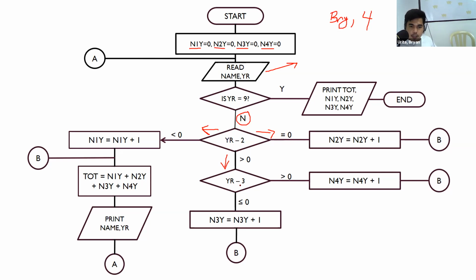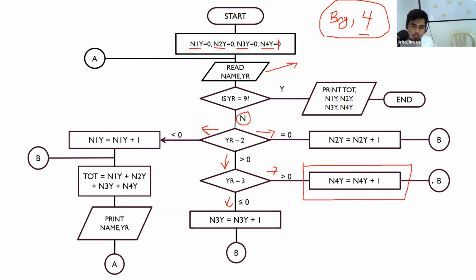And then year minus 3 ulit. Year minus 3. That will be 4 minus 3. Is it greater than 0, or is it less than or equal to 0? So 4 minus 3 is equal to 1. So that's greater than 0. Kaya ka pupunta dito sa counter na to. So N4Y is equal to N4Y plus 1. So ibig sabihin may plus 1 na yung N4Y mo. Okay? So nag plus 1 ka. Tama. Kasi 4th year yung in-enter mo. And babalik ka sa B.